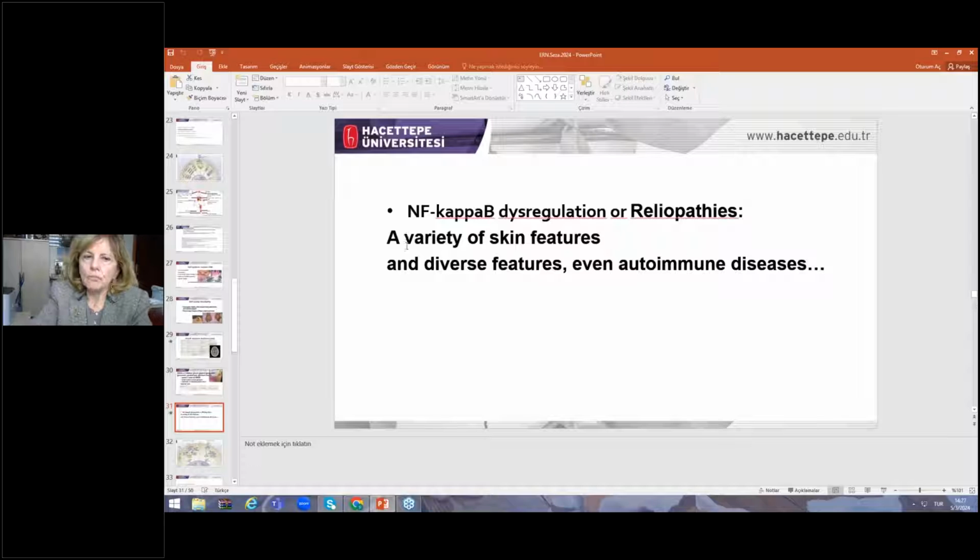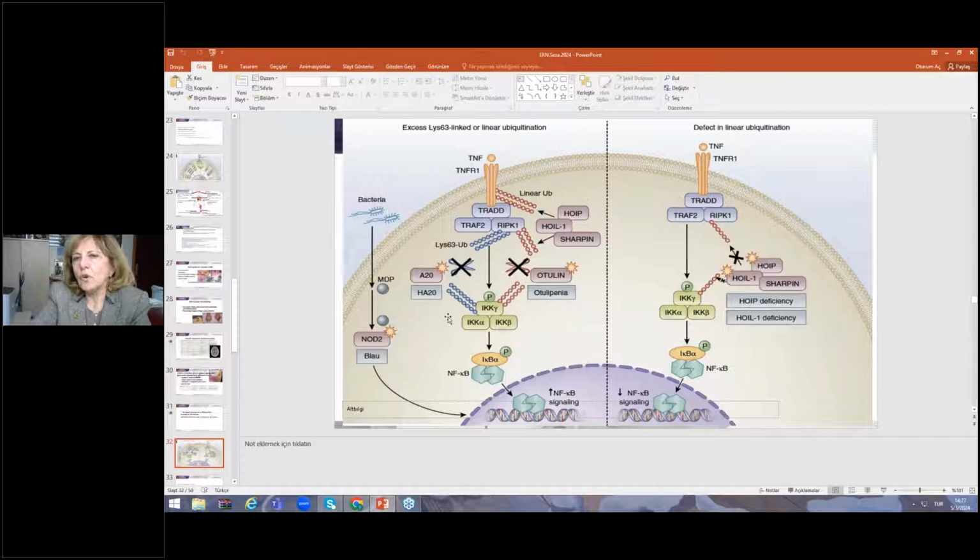And then the third big group was the NFkB dysregulation, and there are the RELopathies here. I won't go into details with this because these are such rare diseases. We can come back if you have questions, but they are characterized by a variety of skin features and diverse features. For example, we know now that one of these NFkB disorders, HA20, haploinsufficiency of A20, can also lead to early lupus and can also be a predisposer for malignancy.